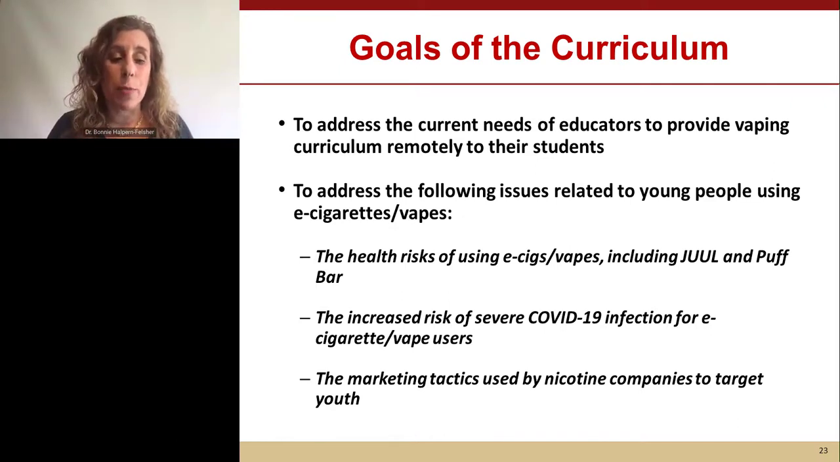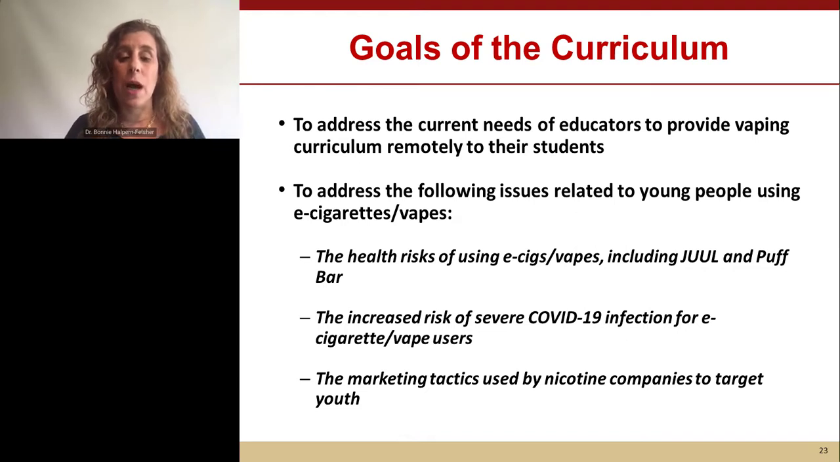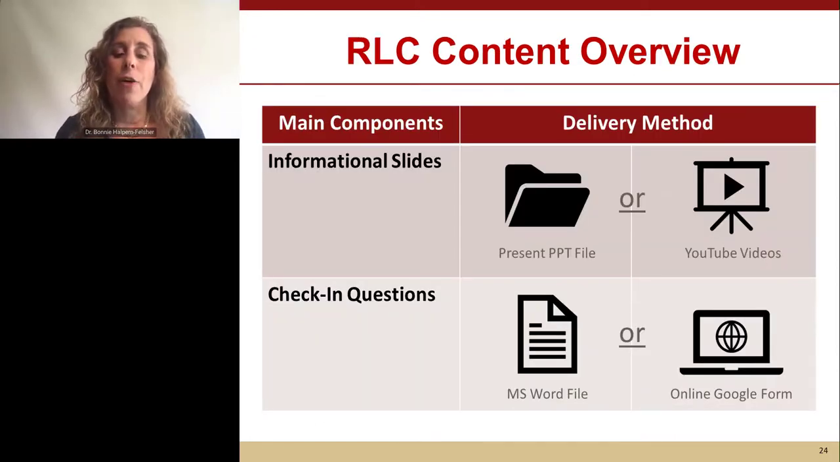So let me go through this a little bit and see if you have questions on it. So the goals of this remote learning curriculum is really to address the needs of you educators to allow you to provide the vaping curriculum remotely to your students. And in the curriculum, you'll find, similar to the rest of our toolkit, information about the health risks of using e-cigarettes and vapes, including Juul and Puff Bar. The increased risk of COVID is in there as well. We do have a slide and information on there. We also talk about the marketing tactics that are used. So we have a few different ways that you can use our remote learning content.